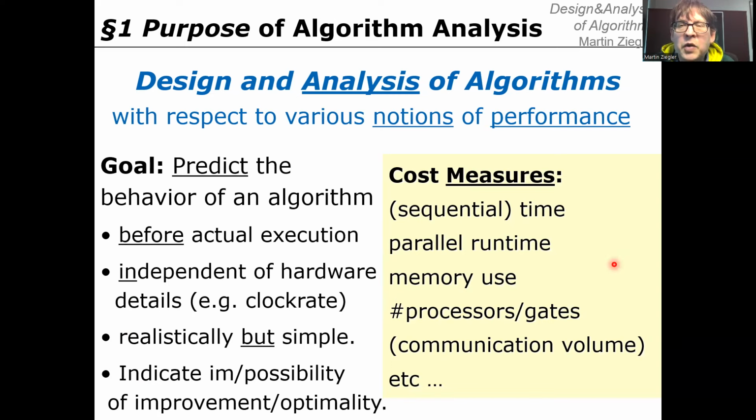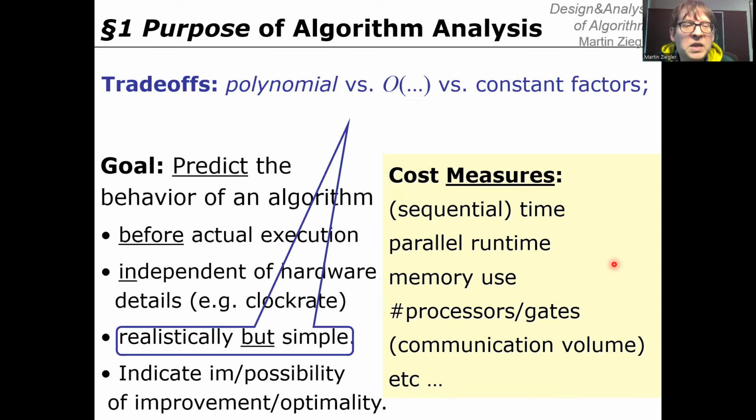So just to give you an impression of this trade-off between realism and simplicity, as I said, that's one of the reasons why we consider big O asymptotic analysis, or sometimes we even just say this is a polynomial time algorithm and don't even care about the degree of the polynomial, which is of course even simpler than stating the polynomial itself, but also a less realistic, less accurate prediction.